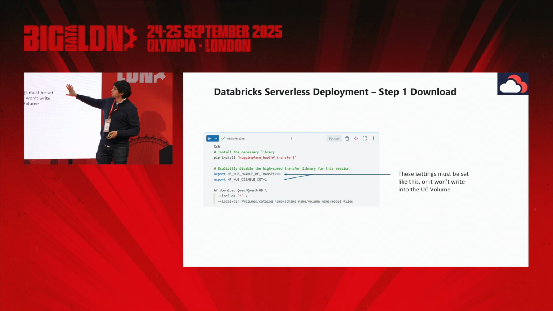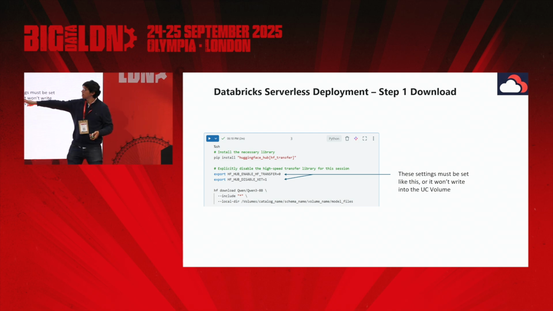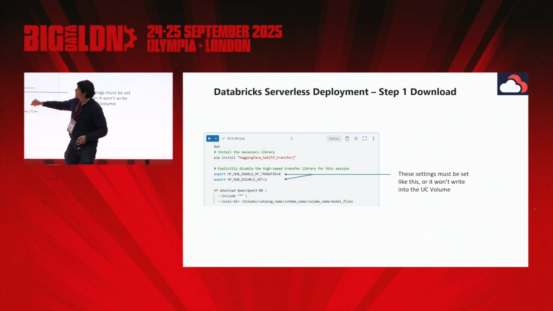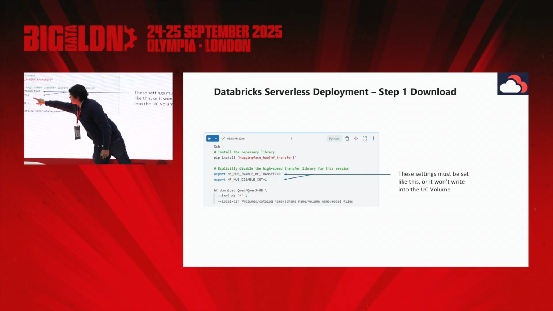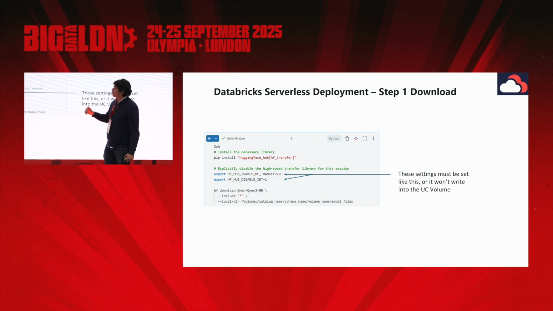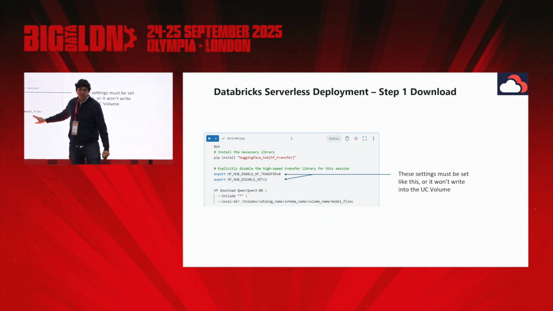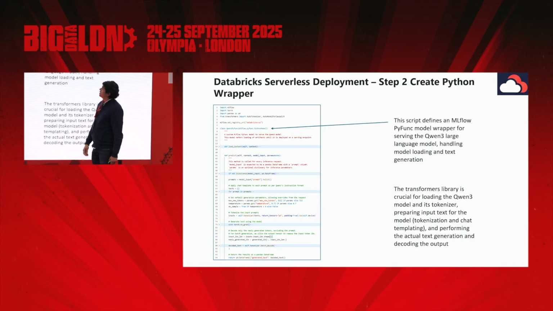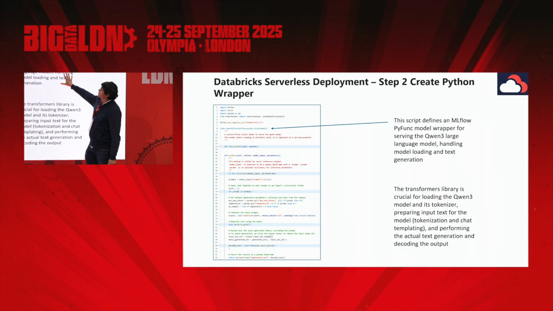So as I mentioned, we download this. This is just a simple script. You install the package. There are a few settings that you need to change from the default. Otherwise, it won't be compatible with Unity catalog volumes. Then you make the wrapper.